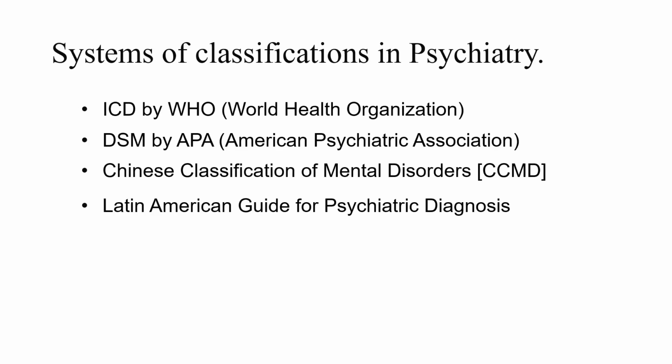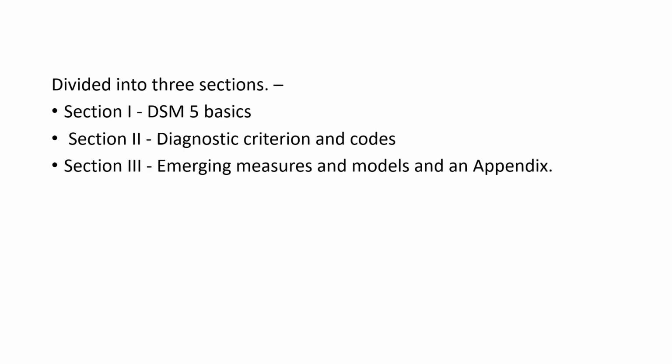Now, systems of classification in psychiatry. We have a lot of them, but these four are the major ones: ICD by WHO, DSM by the American Psychiatric Association, the Chinese Classification of Mental Disorders, and the Latin American Guide for Psychiatric Diagnosis.